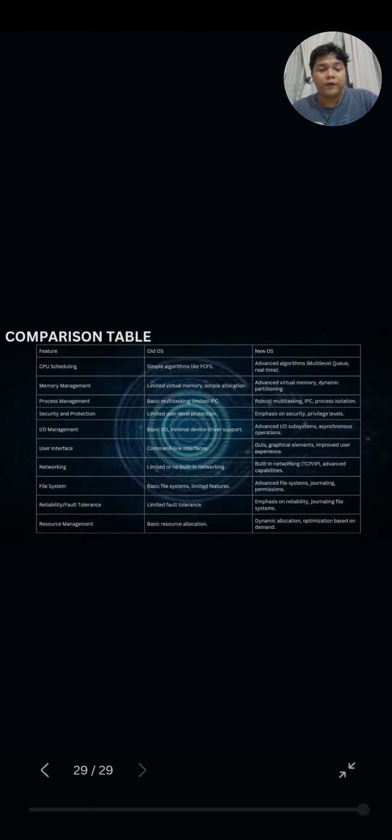Reliability and fault tolerance. Old operating systems tend to have limited fault tolerance, while the new operating systems emphasize reliability, journaling, file system. Resource management. Older versions of operating systems have only basic resource allocation, while the new operating systems have dynamic allocation, optimization, and allocation based on demand.